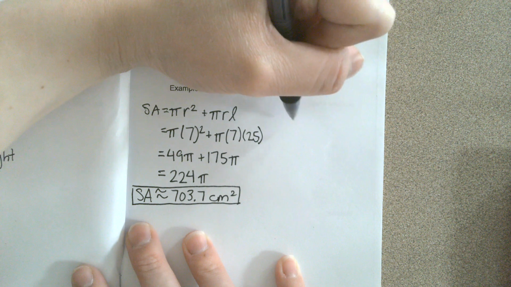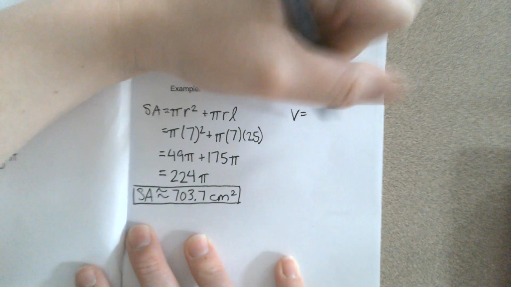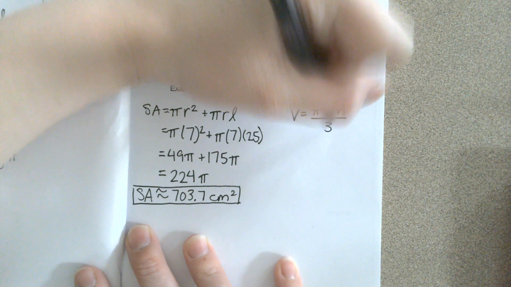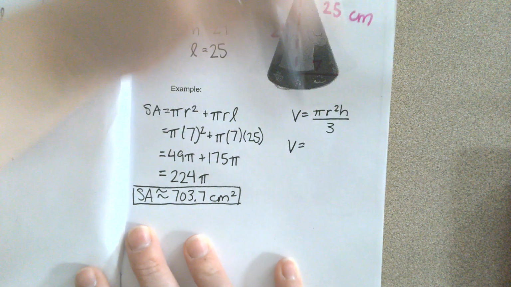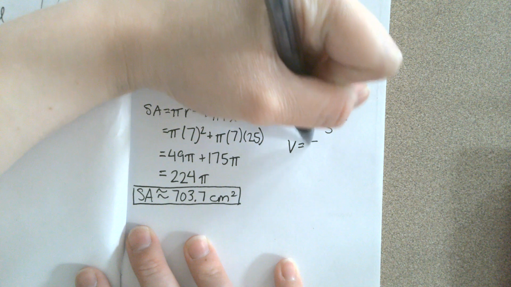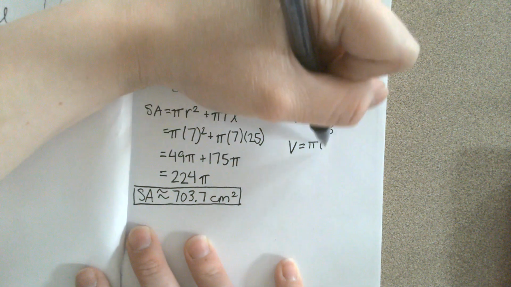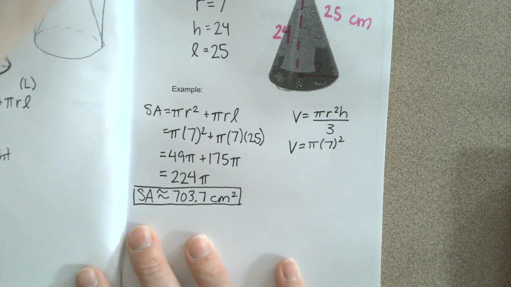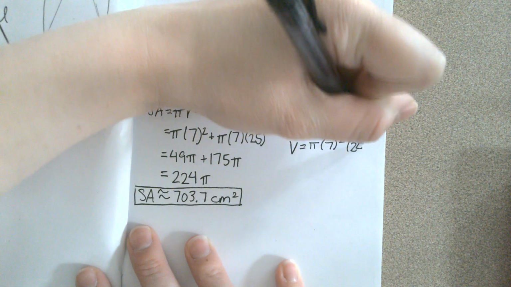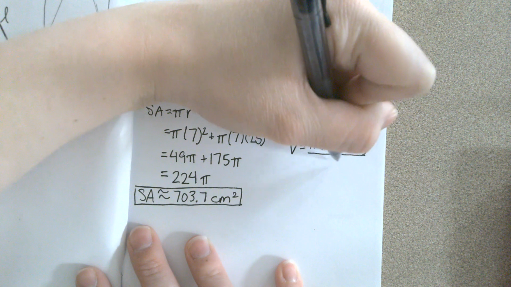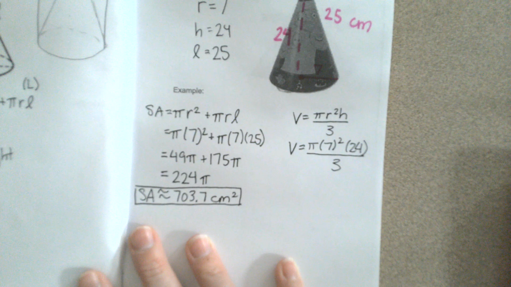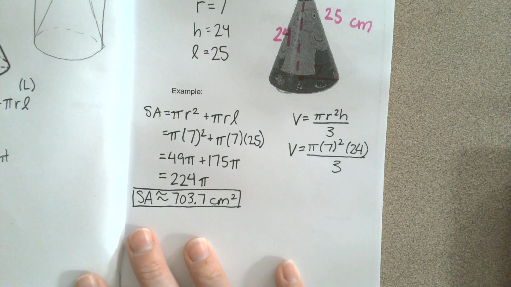And now I will do volume. V equals pi r squared h over 3. V equals pi r is 7 squared. H is 24. Make sure you're paying close attention to whether you need to use H or L. I understand they use different letters, but they still represent height, so you can easily confuse them.